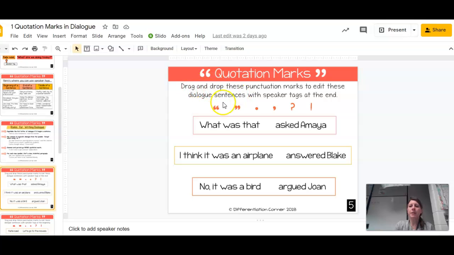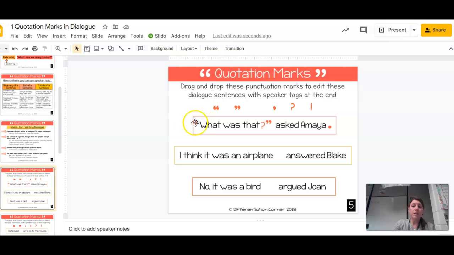Here it tells you to drag and drop these punctuation marks to edit these dialogue sentences with speaker tags at the end. So you notice the speaker tags are all at the end. "What was that?" asked Amaya. So we need to drag the quotation marks around what she's saying. The speaker tag is separate. This is a question, so we need the question mark and it goes inside the quotes. Where does the punctuation go? And then we end our sentence. We still need to end our sentence with a period. I have to wait and make sure I've got a plus sign. There we go. And we have our period. Okay?